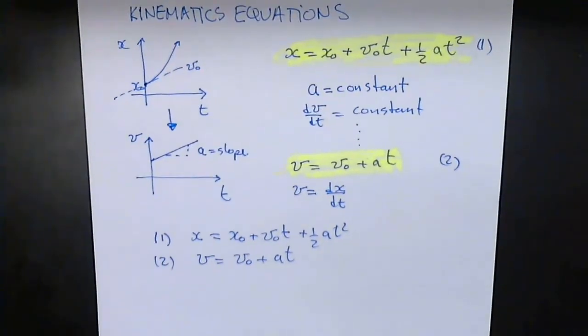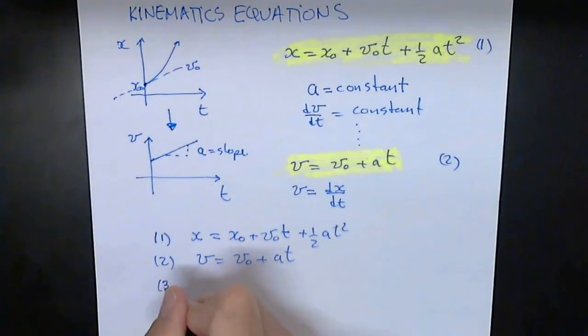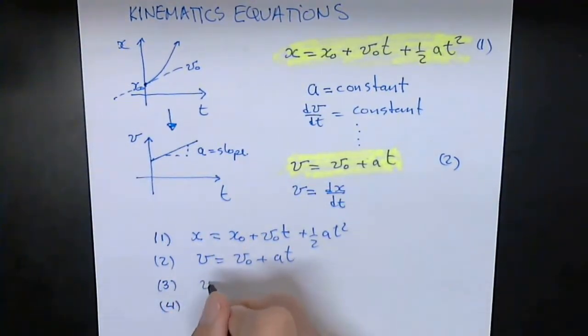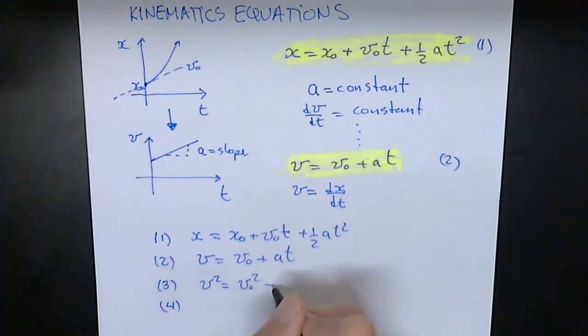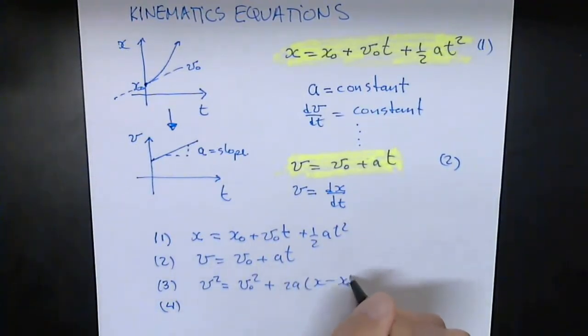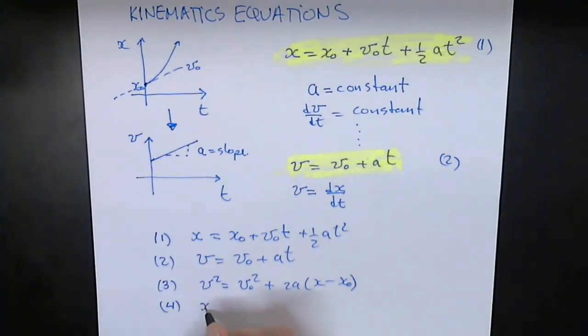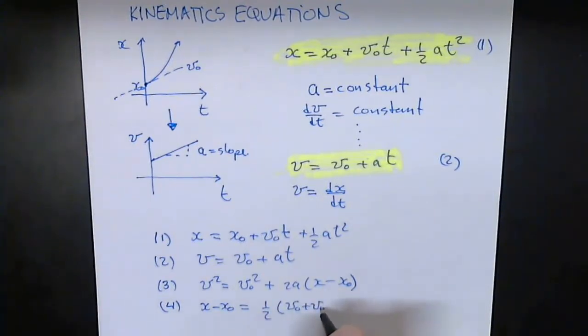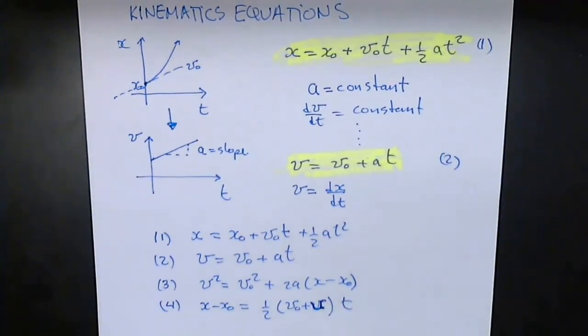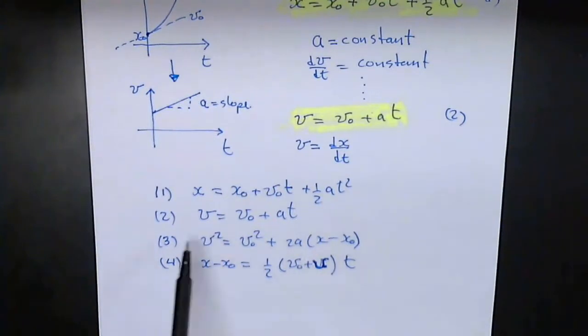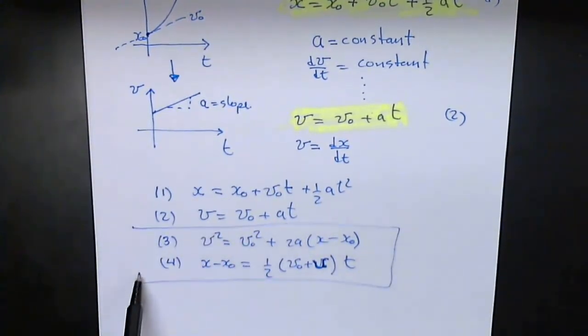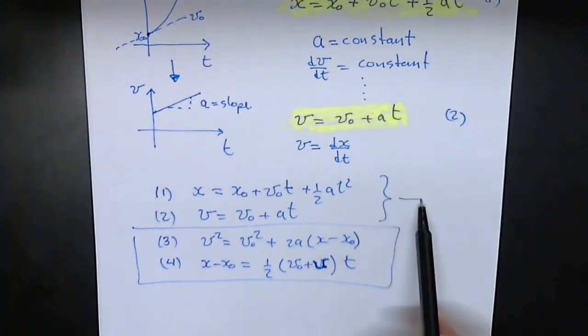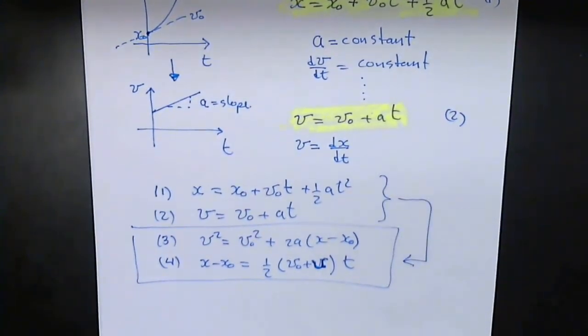These are the 2 equations, but there are 2 more. This one and this one, v naught plus v, initial plus final, times t. In this video, I will show you how to get these 2 from these 2. Okay?